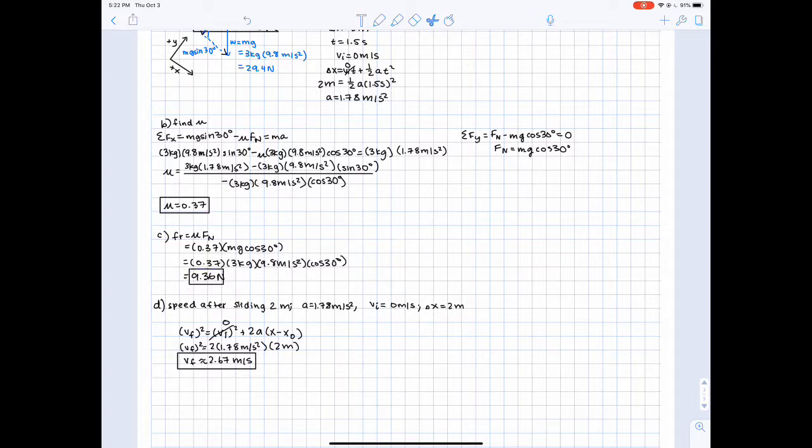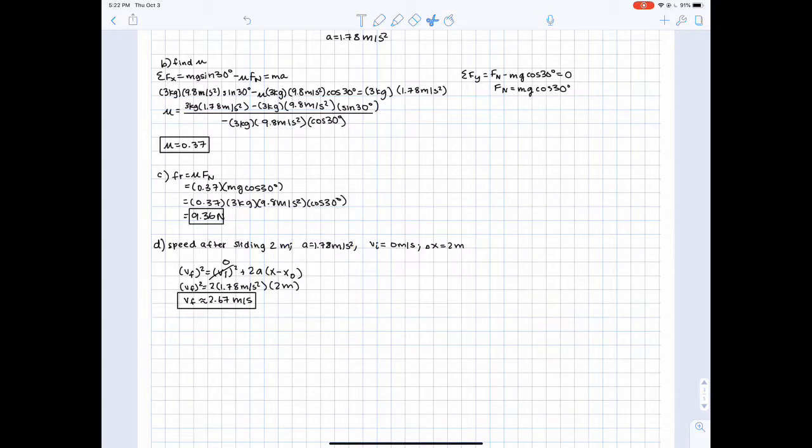Part D asks us to find the speed of the block after it has slid 2 meters. And again, we just have to use kinematics. We know that the block travels a distance of 2 meters, that the initial velocity is 0 meters per second because the block starts from rest, and that the acceleration is 1.78 meters per second squared because remember we solved for that earlier. If we plug that into a kinematics equation, we get that the final velocity of the block after 2 meters is about 2.67 meters per second.